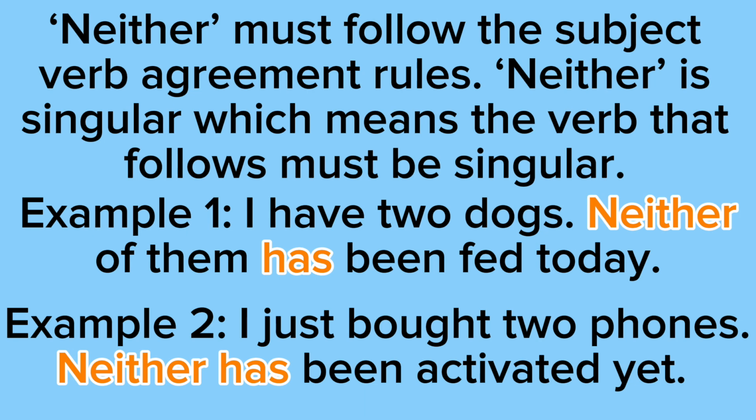Neither has been activated yet. So what this means is of the 2 phones, phone A hasn't been activated and phone B hasn't been activated. So neither one of the phones has been activated yet. Also notice how the subject is neither and it's singular, which means the verb that follows has to be singular as well. The verb that follows is has, and it's also singular.